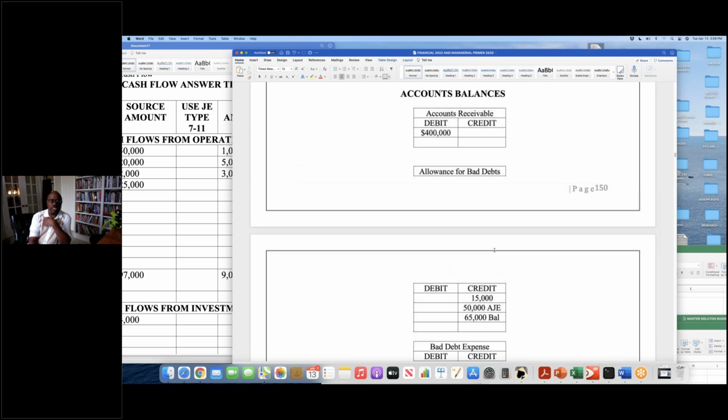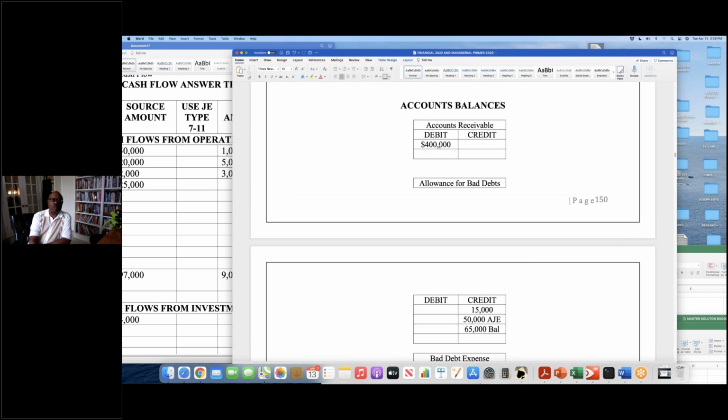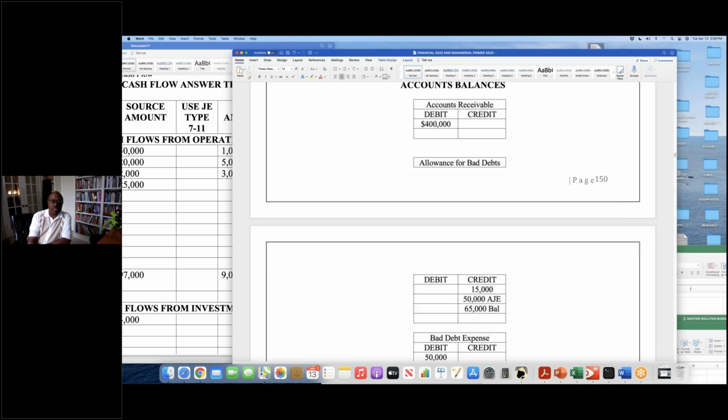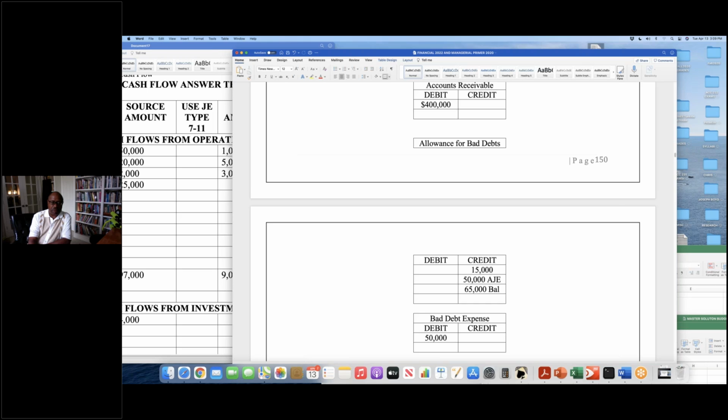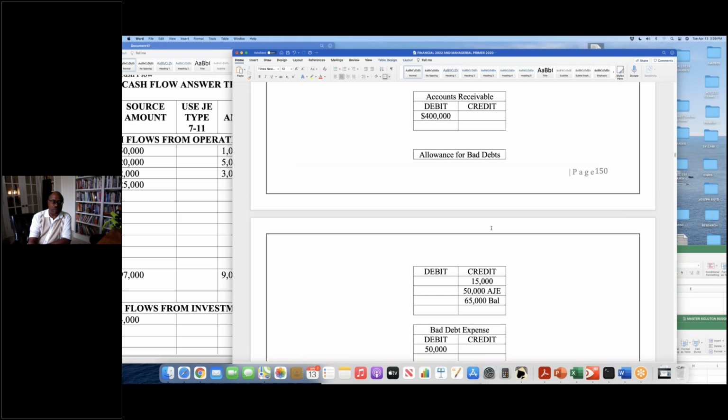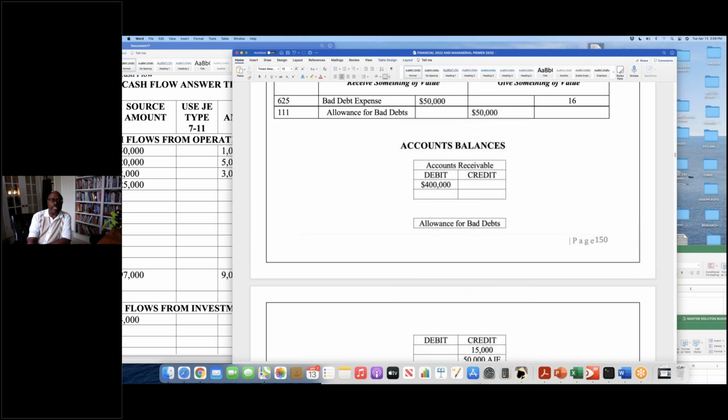So I'm just showing you two accounts: accounts receivable, debit balance of 400,000. The allowance account had 15 in it from prior years. Now here's another 50,000, so it's 65,000 in the account. And we would show the receivables less the amount of bad debt. Any questions?